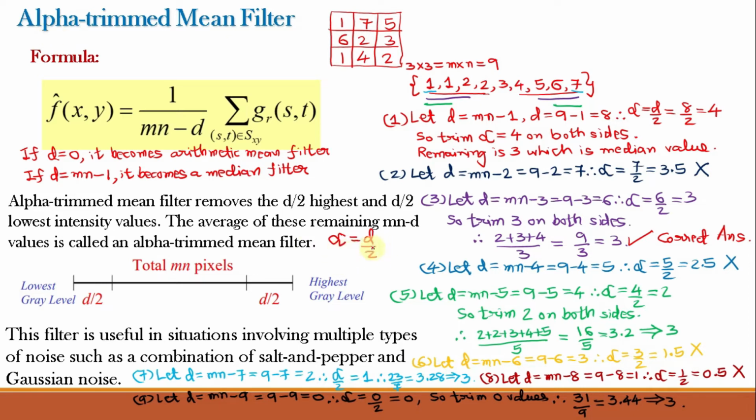And what is d by 2? D by 2 is the lowest gray level values and the highest gray level values. So total values which will be removed will be equal to alpha, and therefore it is known as alpha trimmed mean filter. Getting it? Right?